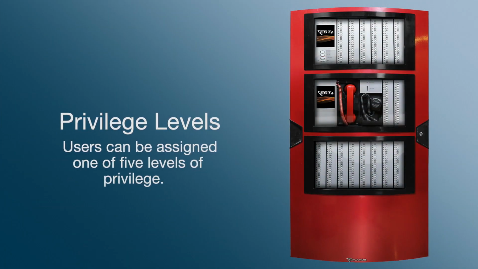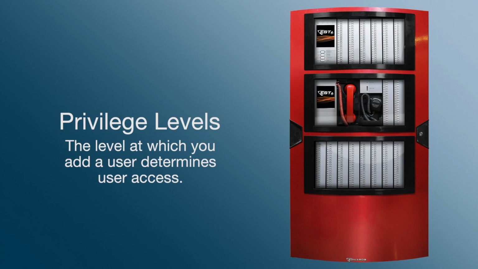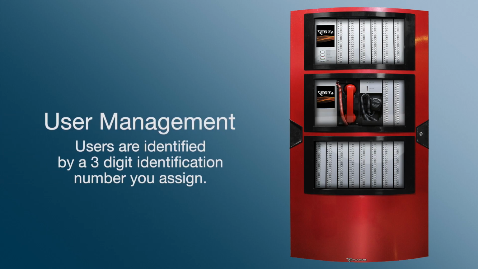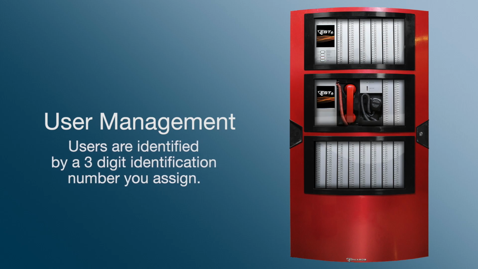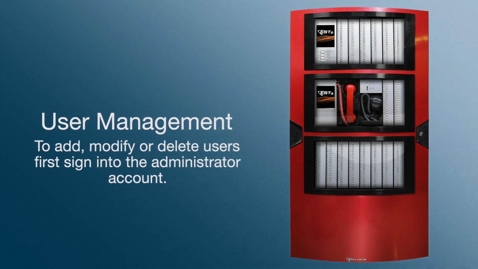You can add users in EST4 and assign them to one of 5 levels of privilege. The level at which you add a user determines that user's initial access. You can change the access privileges for a user at any time. Users are identified by a 3-digit identification number that you assign. To add, modify, or delete users, you will need to first sign into the administrator account.